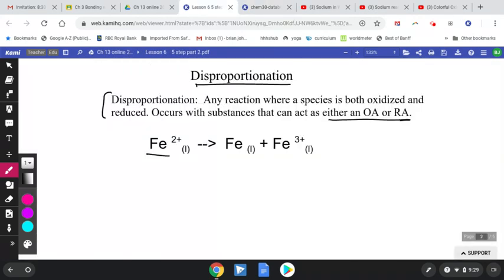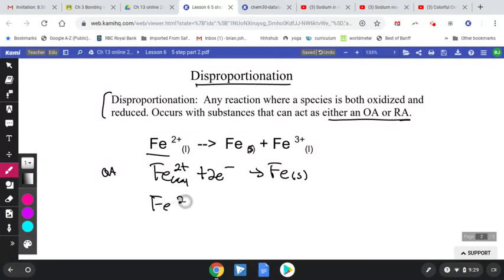So what would happen if Fe2+ both gained and lost? We're going to write out the two half reactions that we just wrote down. Fe2+ can gain 2 electrons as an oxidizing agent and become Fe solid. In this case they say liquid, but it doesn't matter. I'm going to change that to a solid. Fe2+ can also lose 1 electron as a reducing agent and become Fe3+.